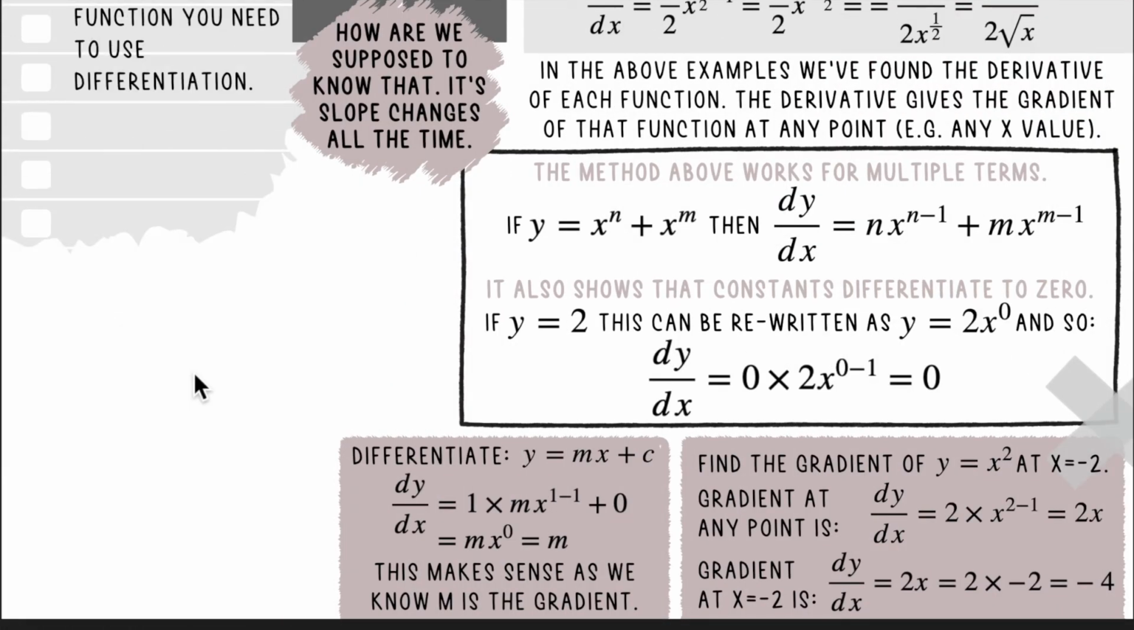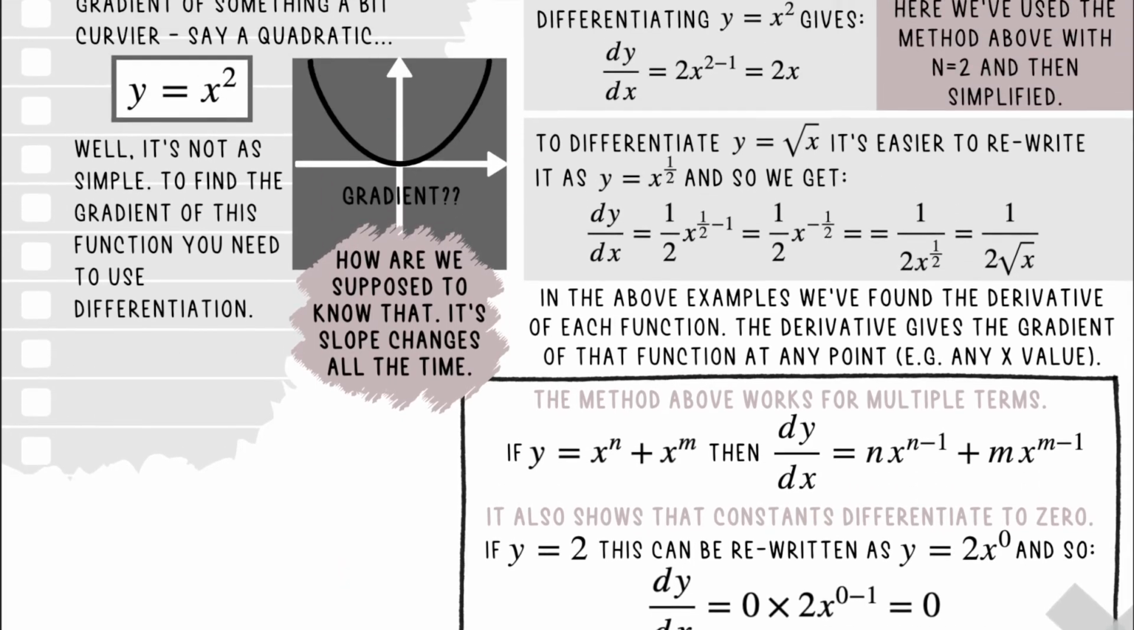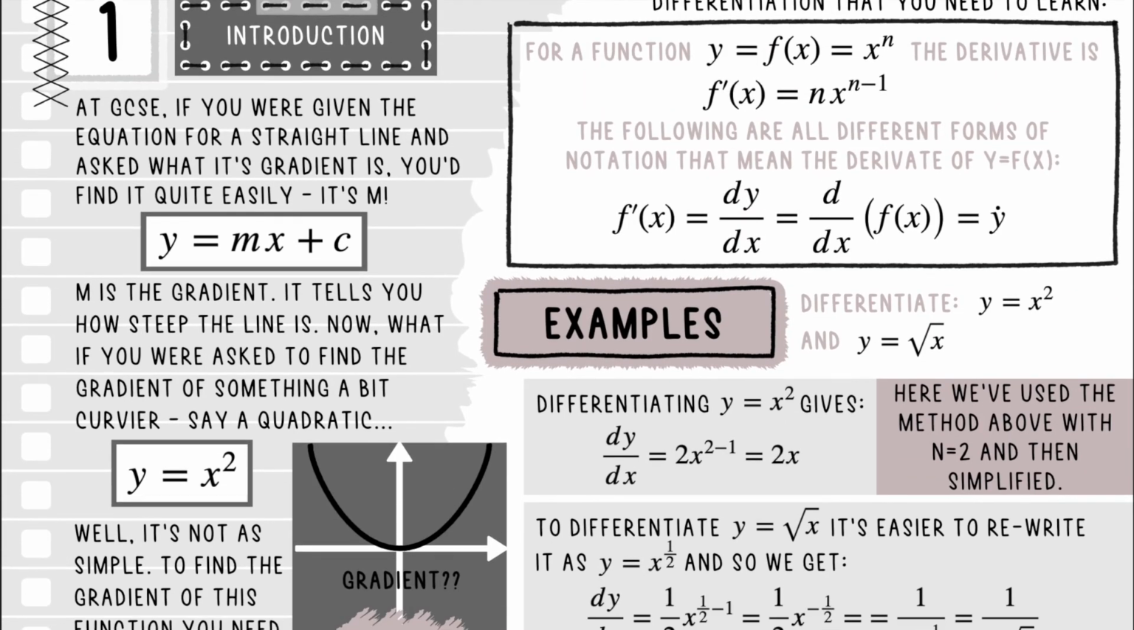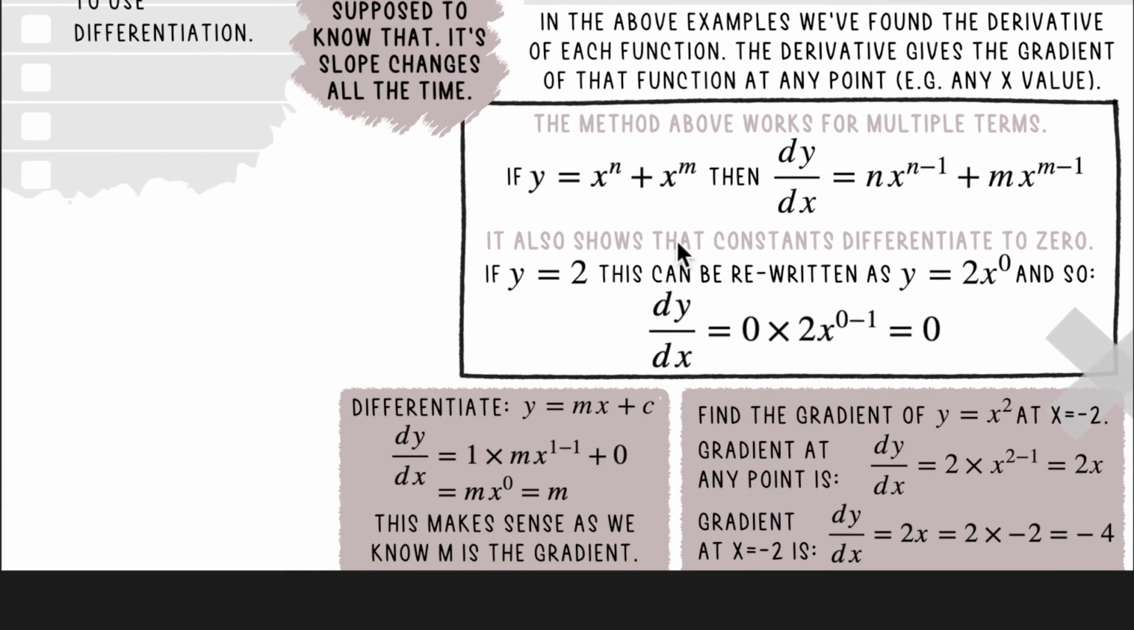And the final section, just a quick extension on the rule that we've gone over above. The rule doesn't just hold if you have a function with one term in it, like just x squared. It could have x squared plus x. It could have x cubed plus x squared plus x. You could still differentiate it using this method above. And this is what I've written here. So if y is equal to x to the m plus x to the m, then use the same method to differentiate that. You do each term using that method above.